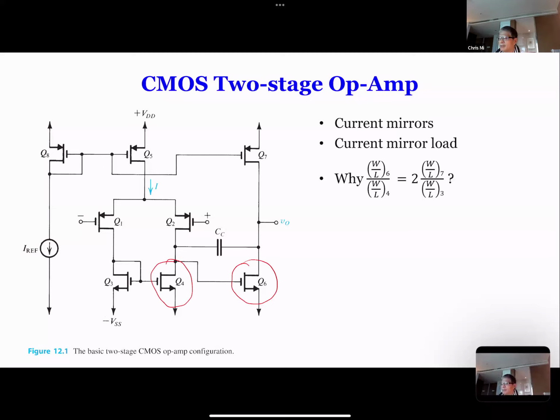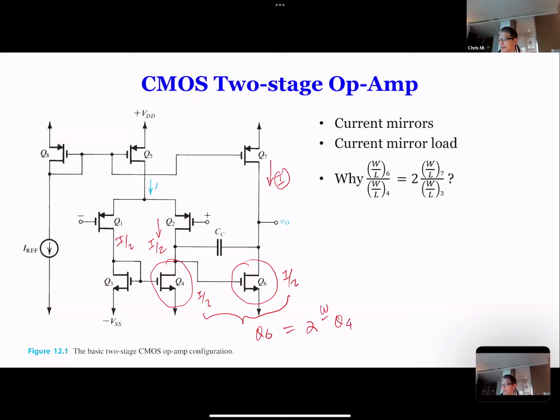Why? Because if this conducts current I, the current in Q1 and Q3, as well as the current in Q2 and Q4, are going to be 1/2 I. But if Q7 matches with Q5, you're going to provide I. And if you provide I, it means that the Q6 current is I, but the Q4 current is 1/2 I. So if you compare these two, the area of Q6 should be twice the area of Q4.